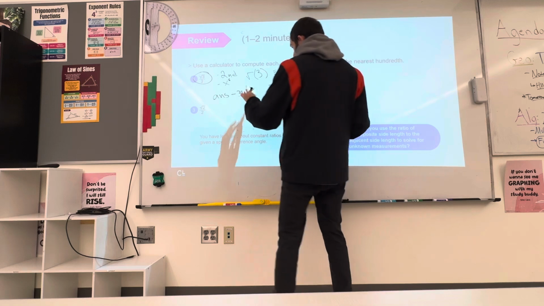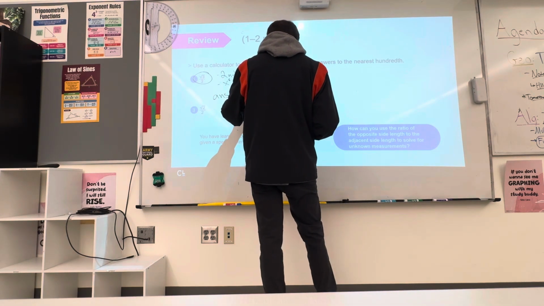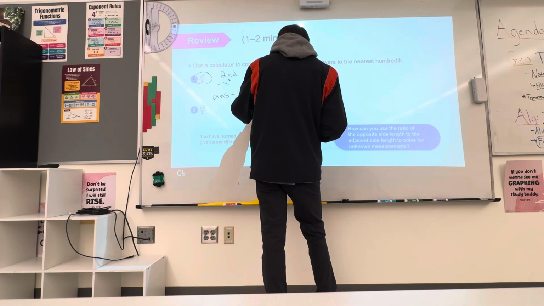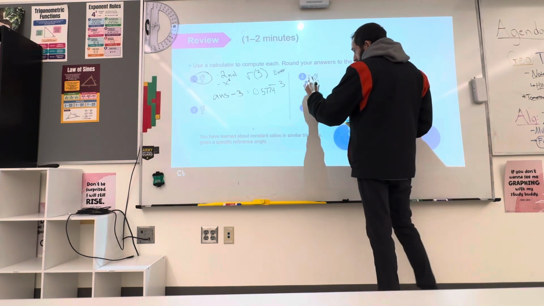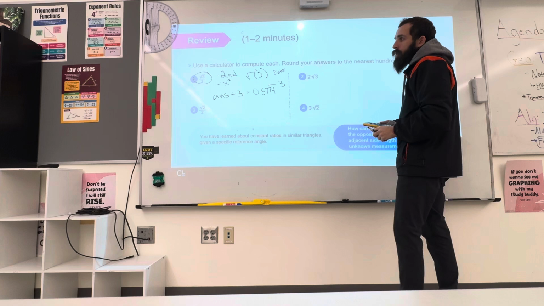Okay, that will give us our final answer, what we're looking for, which is 0.5774. Remember, I want 4 decimal places for this specific unit. Okay, over here, we're going to do the same general gist.